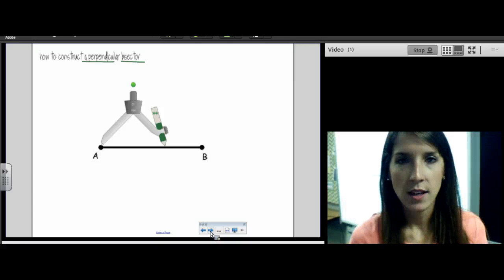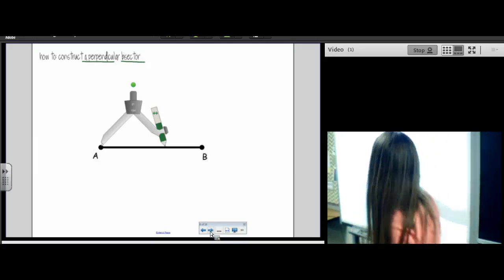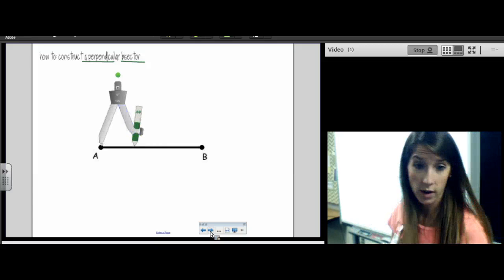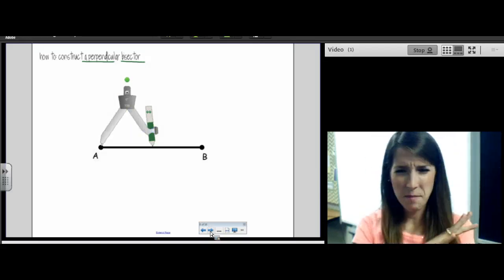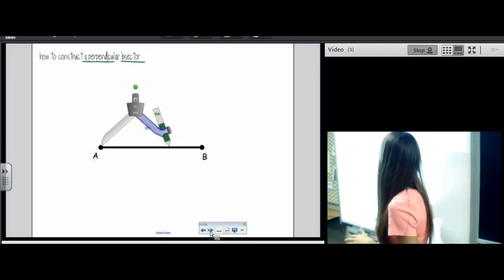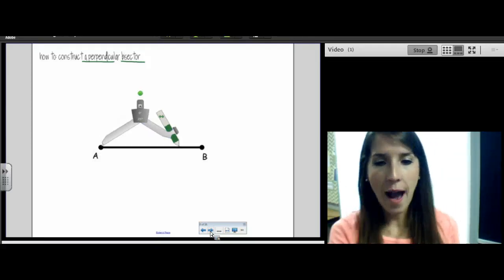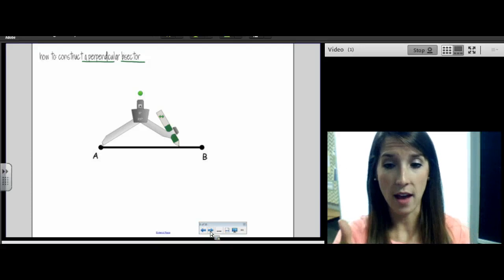So, step one is you put your needle on the end point, and then you need to open your compass to at least half as long as the segment. So this would not work. This, ooh, that's too close. It looks like the midpoint. I don't know if it's more than half. I don't care how far you open it, but it needs to be more than half. On that one, I feel safe. I feel like that is more than half. I feel good about that.